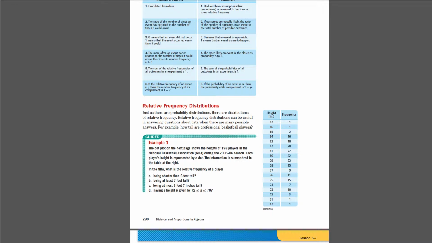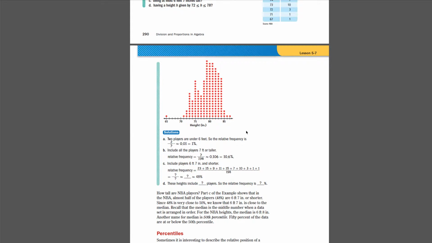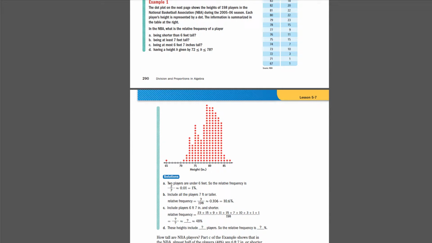And for those 2, we look at the next page here, 2 players are under 6 feet, so the relative frequency is 2 divided by the total number of players. That's how many opportunities there were to select a player, and that's 198. 2 out of 198 is approximately 0.01 or 1%.